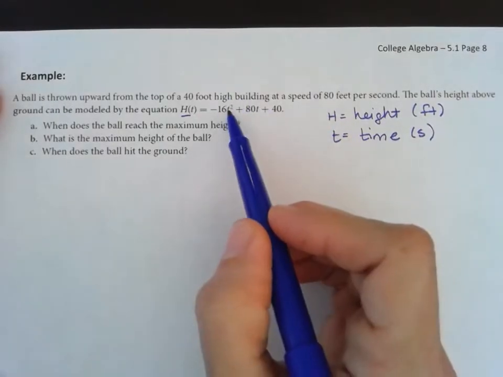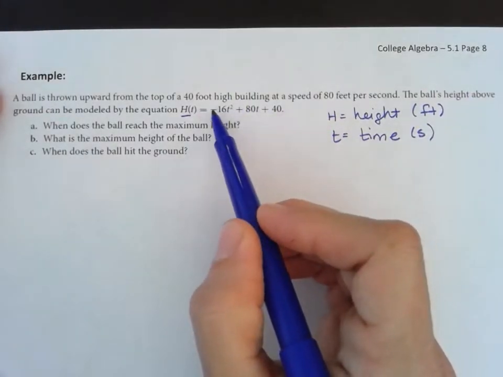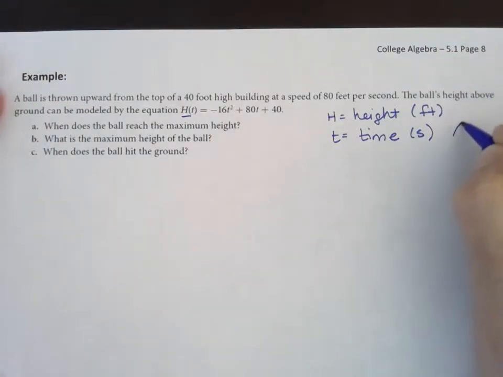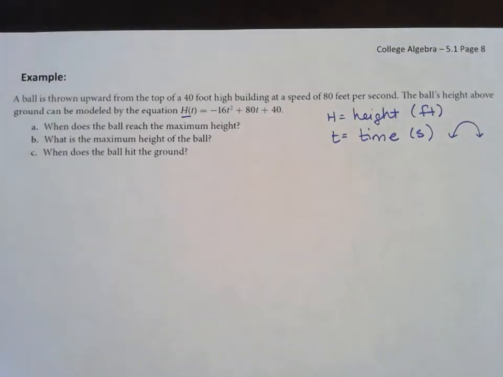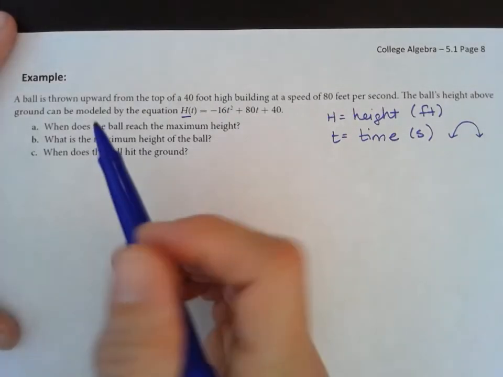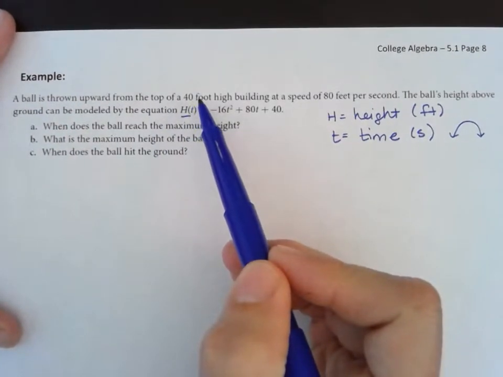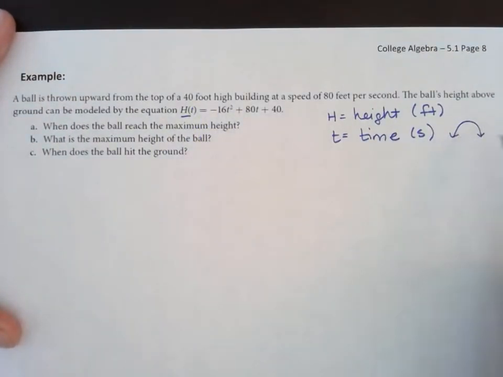We also know that this is quadratic, which makes a parabola. The leading coefficient is negative, so it does this shape, right? And you can think about that as well. If you throw a ball upward from the top of a building, it's going to make that shape. It's going to make this shape when you throw it up, and then it comes back down and hits the ground.